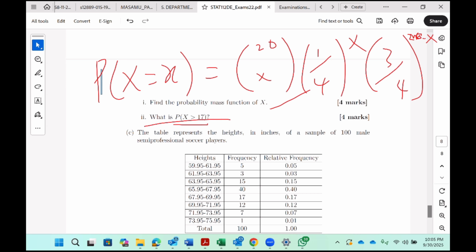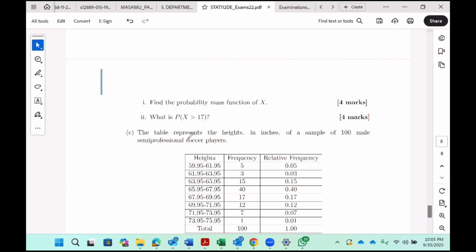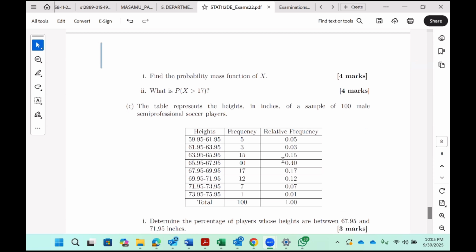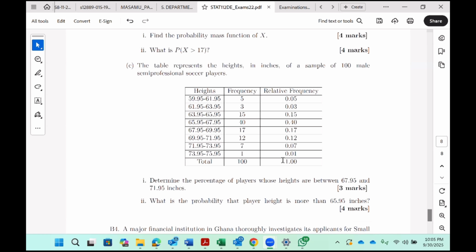So C. We have a table given to us here. The table represents the heights in inches of a sample of 10 male semi-professional soccer players. So these are the heights, these are the frequencies, these are the relative frequencies.